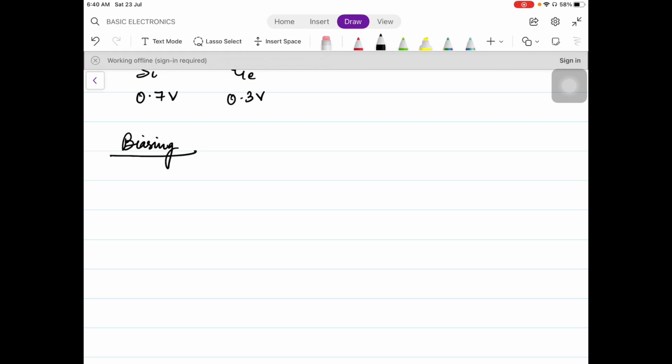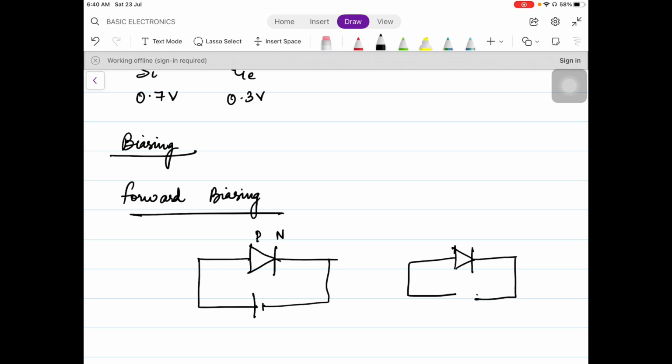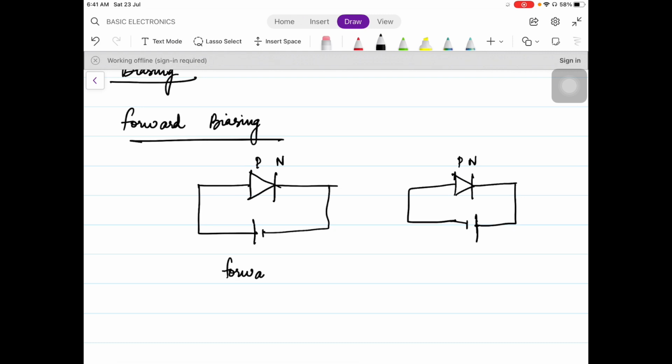All right. So, forward biasing: what is forward biasing? This is the symbol of the PN diode. When you connect the positive part of the battery to the P type and the negative part to the N type, that is called forward biasing. And when you connect the positive part of the battery to the N type and the negative part to the P type, that is called reverse biasing. I have shown both of them: this is forward biasing and this is reverse biasing.